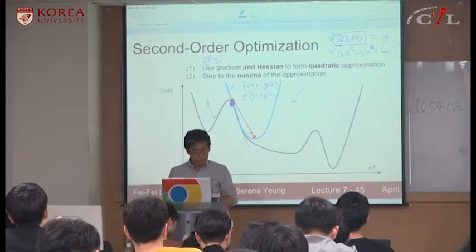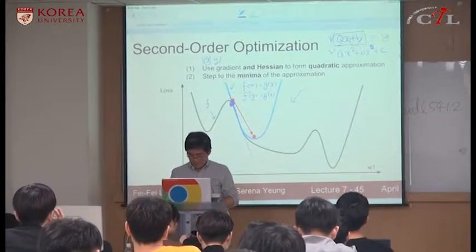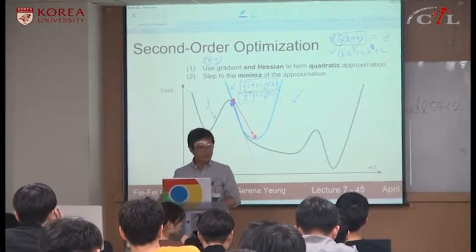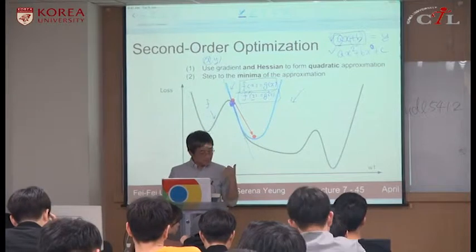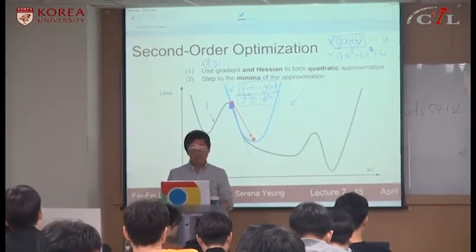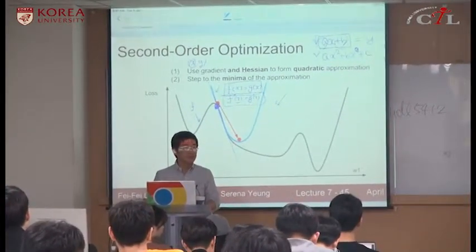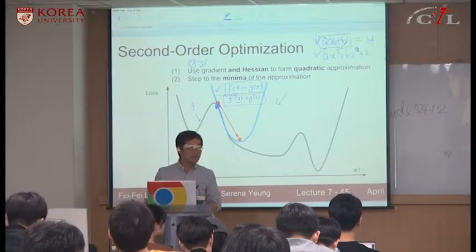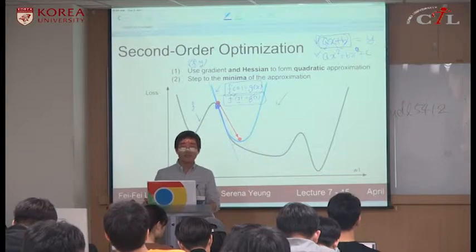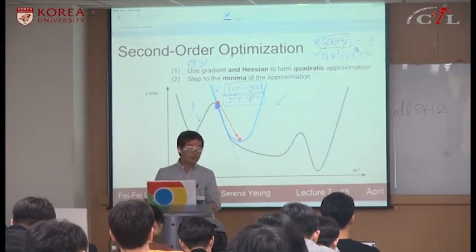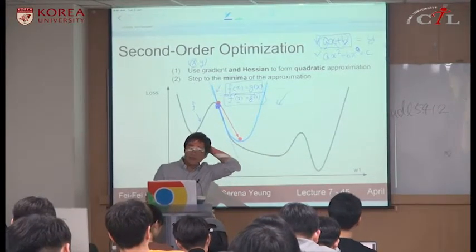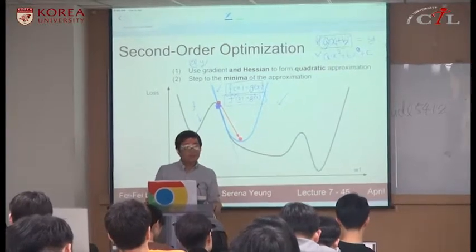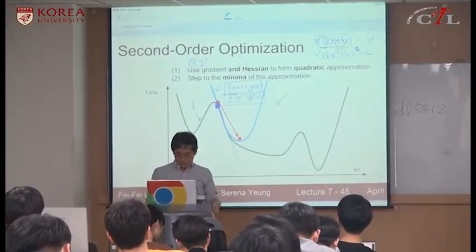We find this a and b by setting up two equations. By satisfying these two equations, we found a and b. This is the first order approximation, and this is basically what the Taylor expansion is. In the case of the Taylor expansion, it is related to gradient descent.